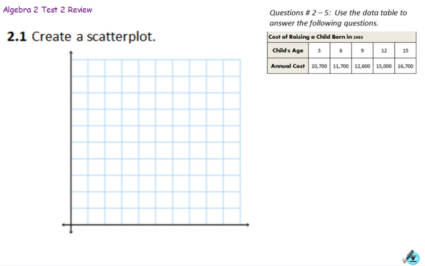Alright, so number 2, we're actually going to use the same information, the same table here for questions 2 through 5. And I'm really excited about this problem. I mean, not just this particular problem, but the series of problems that we're going to look at here, because we really are getting an opportunity to do some real math.